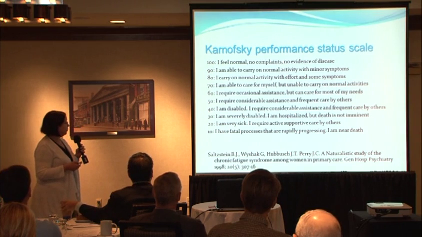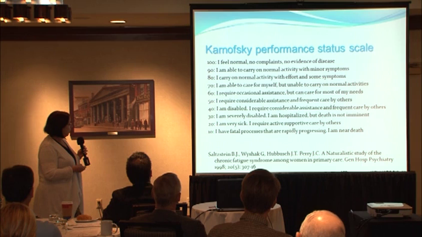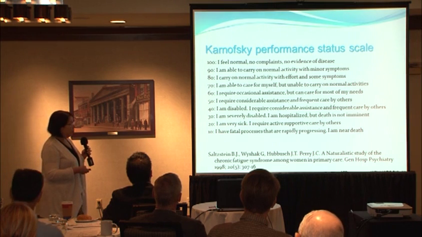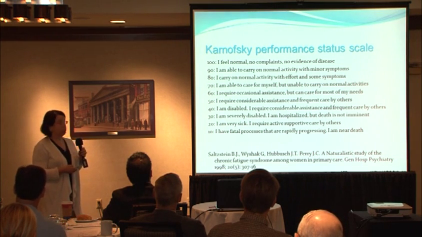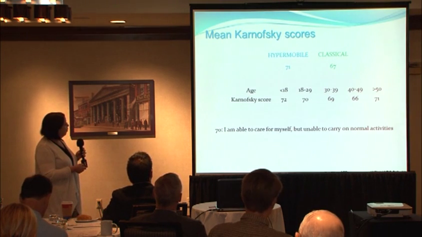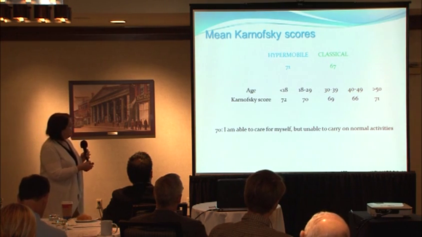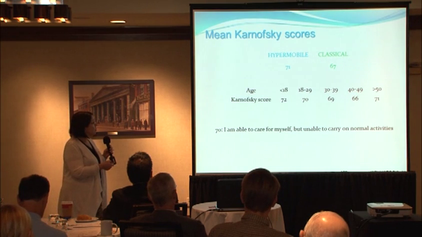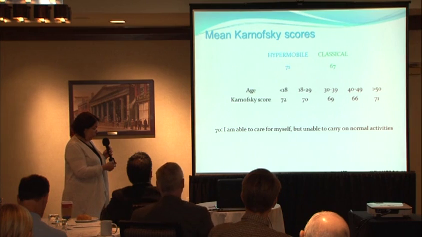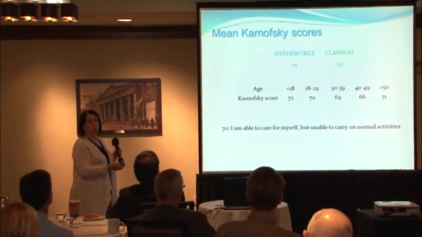So we've had a few patients come in at 20. By the time people get here, they're not traveling to the doctor. The mean Karnofsky score here was for both the hypermobile and classical type very close to 70. And this says, I am able to care for myself, but unable to carry on normal activities. Most of the people who get to my office say this.